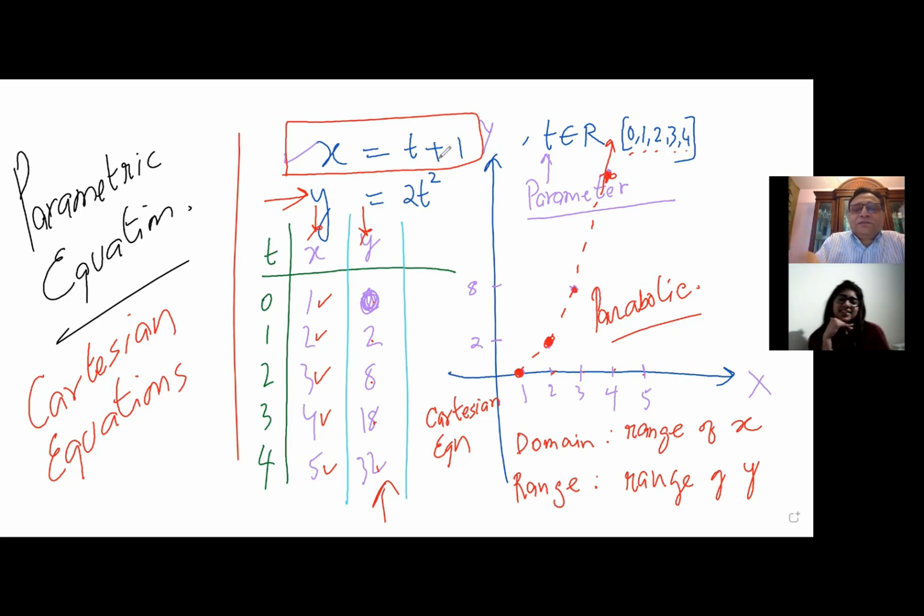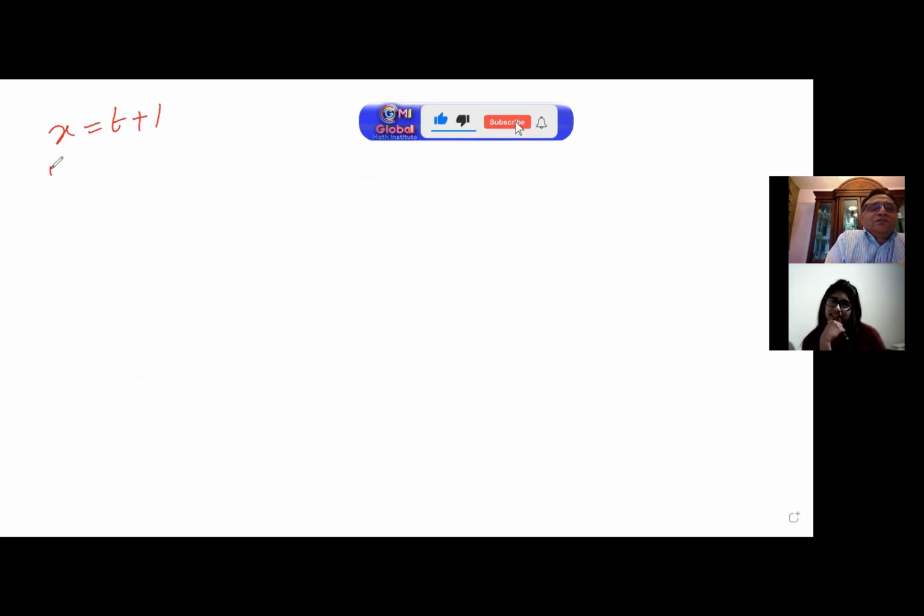Let me go to a fresh page. Just remember this: x equals t plus 1, y equals 2t squared. We'll redo it nicely and neatly. x equals t plus 1, y equals what?